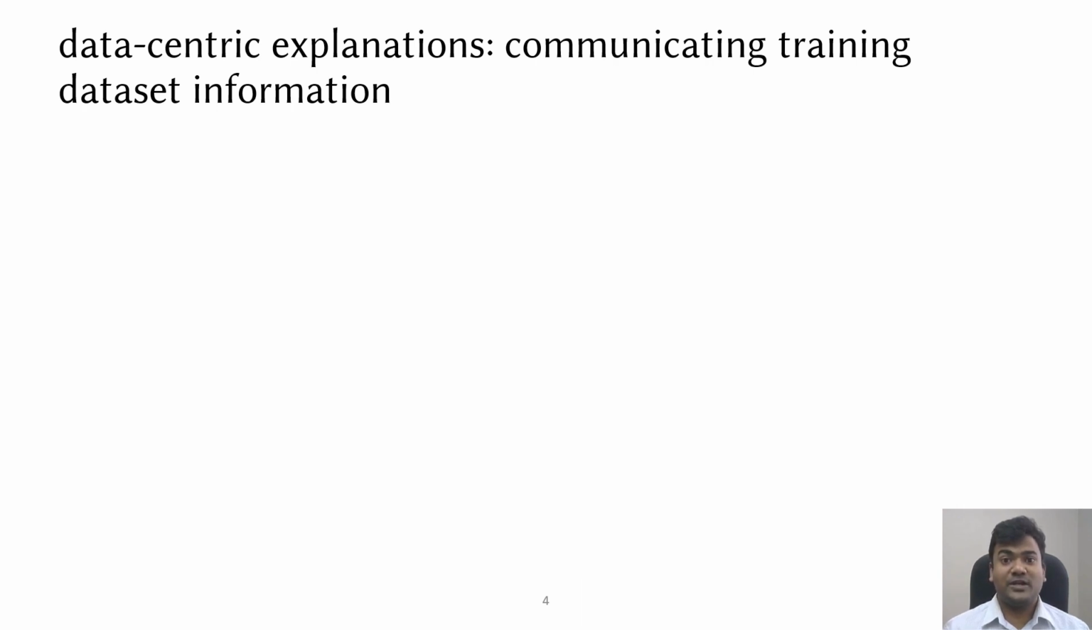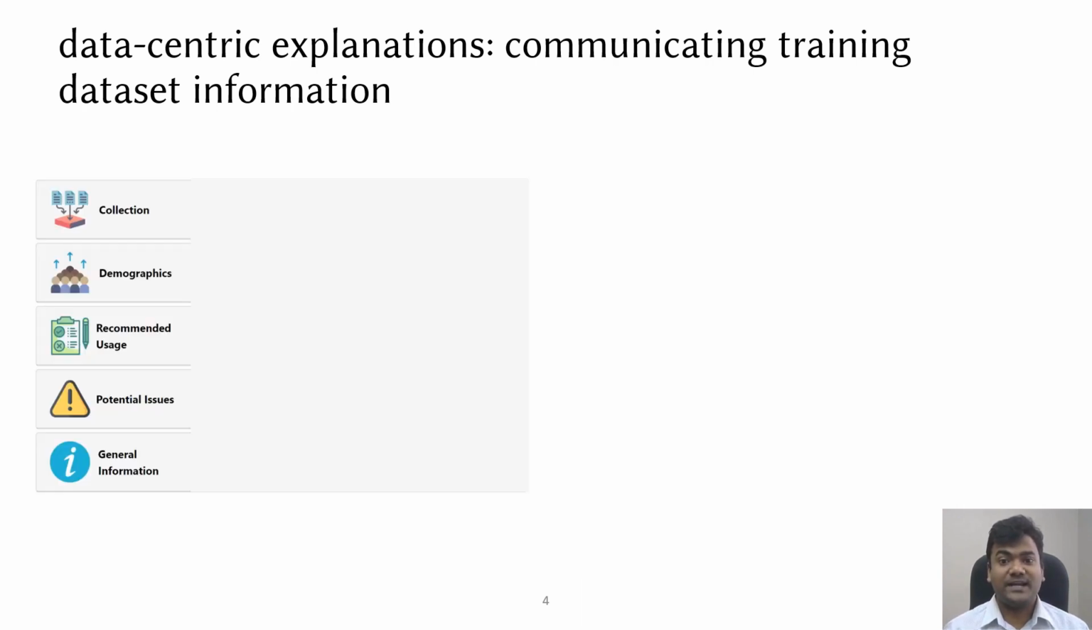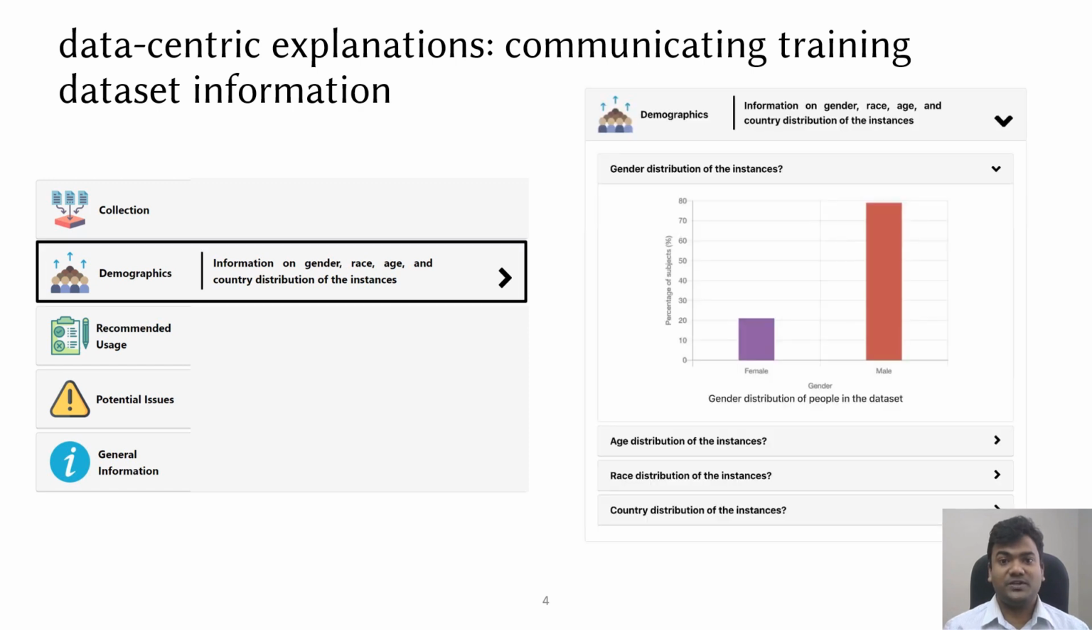We grouped information about training data into 5 categories, where for every category we provided some overview information. Within each category, we presented the information in a Q&A based approach so that the reader can easily focus on the information that they're particularly interested in. On the right, you can see the questions and answers for the demographics category, where the prototype in particular is displaying the gender distribution of the training instances.